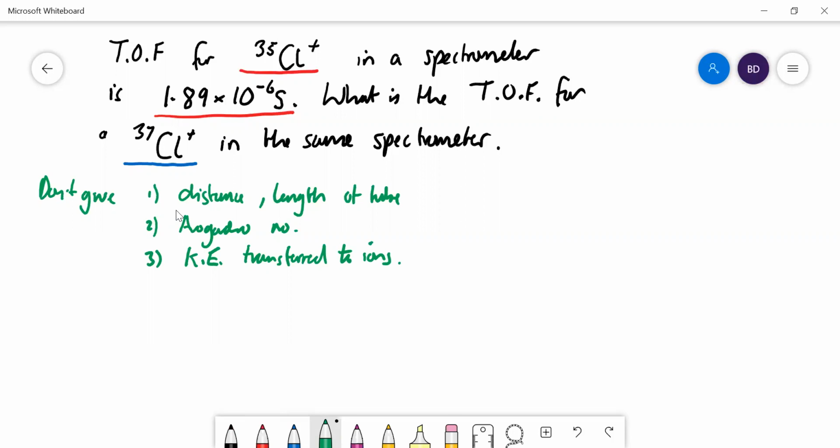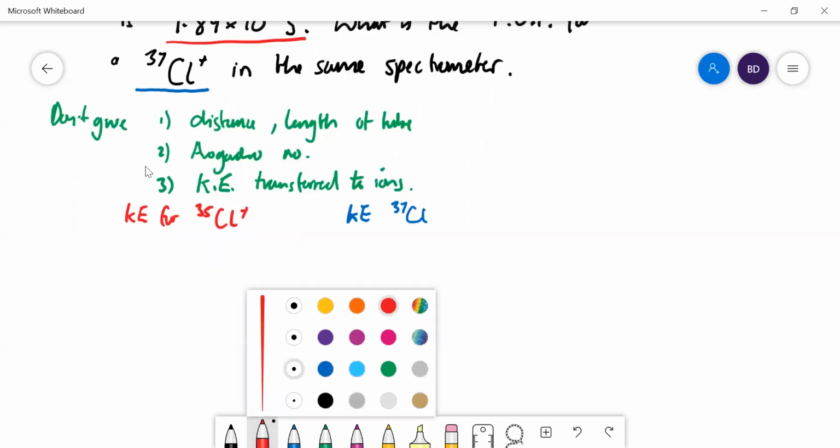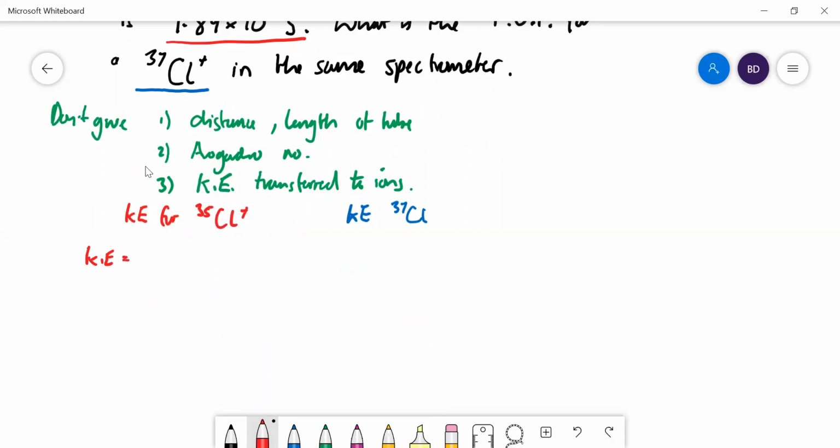Well, to make life a little bit easier, I'm going to say in red the kinetic energy for the 35 Cl, and in blue the kinetic energy for the 37 Cl. Instead of using little subscripts like kinetic energy 37, which takes a bit of time to write, I'll just use color coding. Now we know the equation for kinetic energy: kinetic energy is equal to a half mv squared.